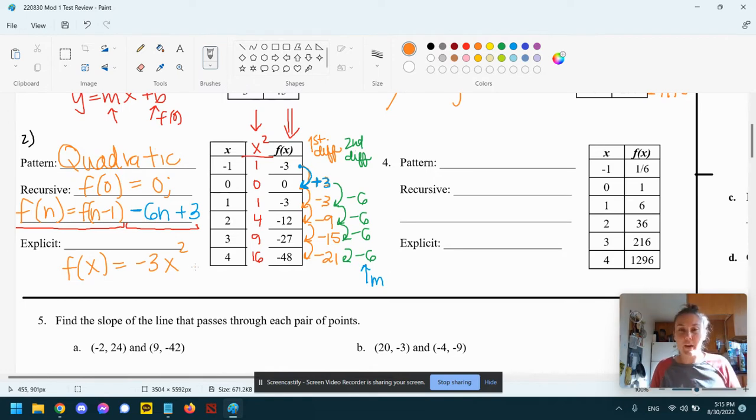Right now, this is what we got. This is like the pattern matching creative side, where I would make an x squared table column and then see what do I do every single time to turn x squared into what I actually want.